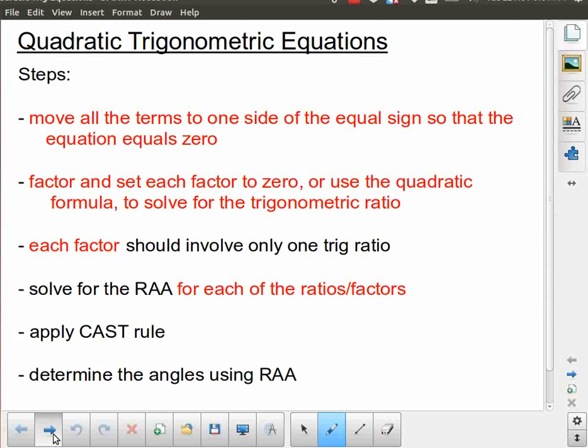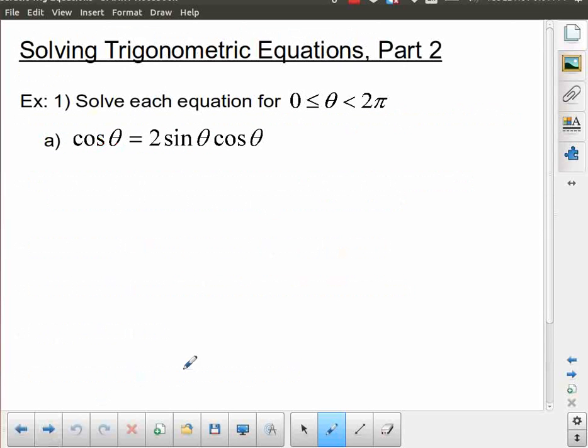Okay, so let's just dive right into a few examples. Solve each equation for 0 less than or equal to theta less than or equal to 2 pi. So basically one full rotation. Now this first one, and I intentionally chose some of these to give you a moment of pause. So just take a look at that at first.